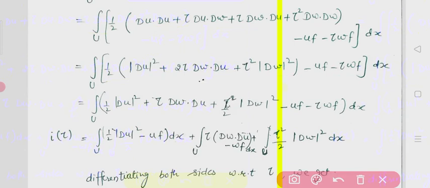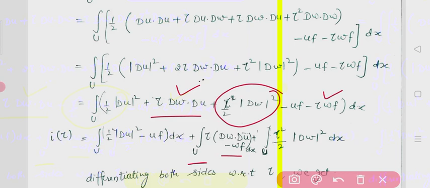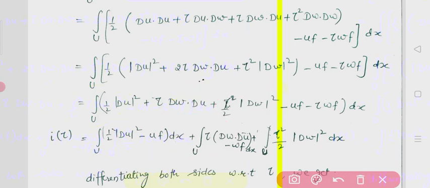So which can also be written as half, just multiply in the terms in the bracket, you will get half of mod of du square. So 2 will cancel out, tau into dw dot du, and half of tau square into mod dw square, minus uf minus tau wf, right. It can also be written as, if I combine minus uf with this, it is integral of half of du square minus uf dx, okay. And plus tau, if I take tau common from this term and this term, then what happens, tau times integral of dw dot du minus wf, and the remaining term is integral of tau square by 2 mod of dw square, right. In this way we get.